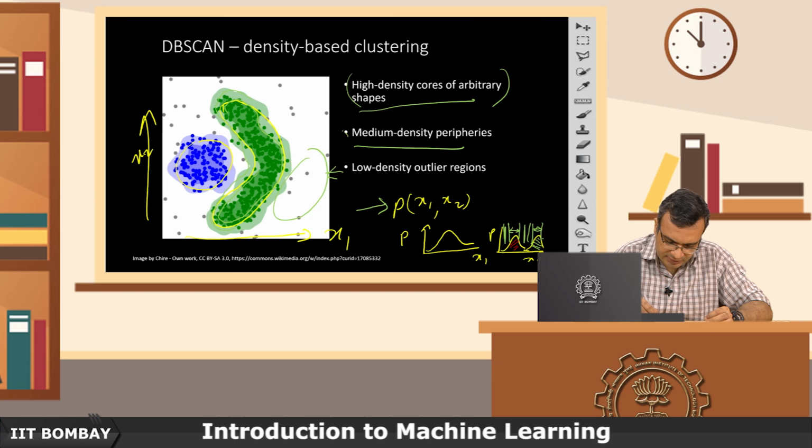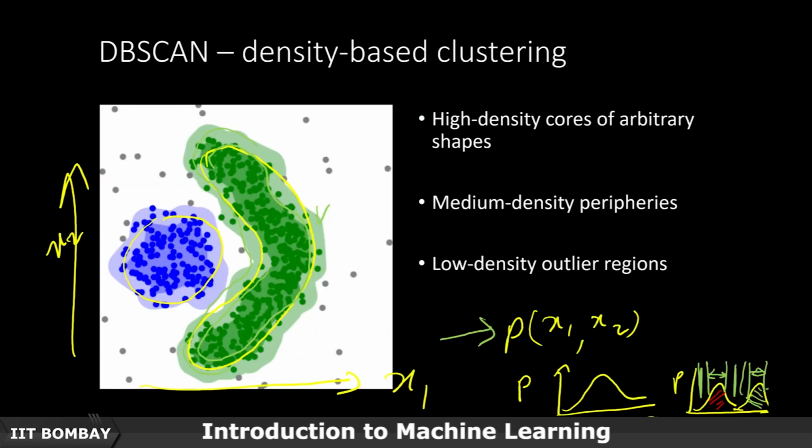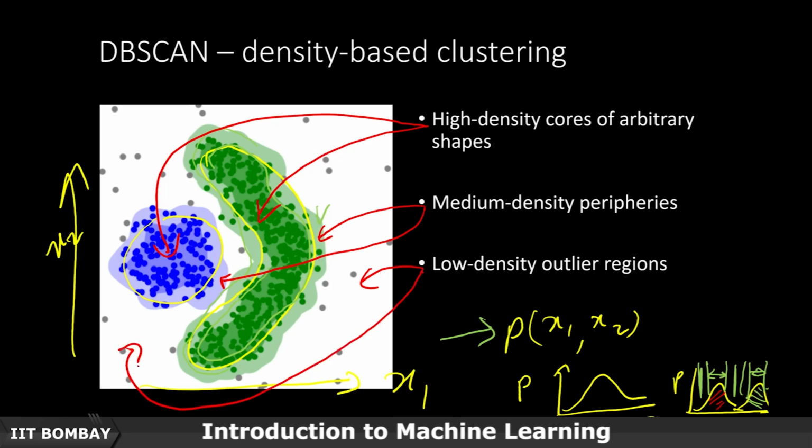So these are low density regions, this is the medium density region, let's use a different color. So the high density core is here, the medium density periphery is here, and the low density regions are here, okay. So anything that is outside of that periphery is a low density region, and the points there we do not necessarily want to belong to any cluster, we want them to remain as outliers.